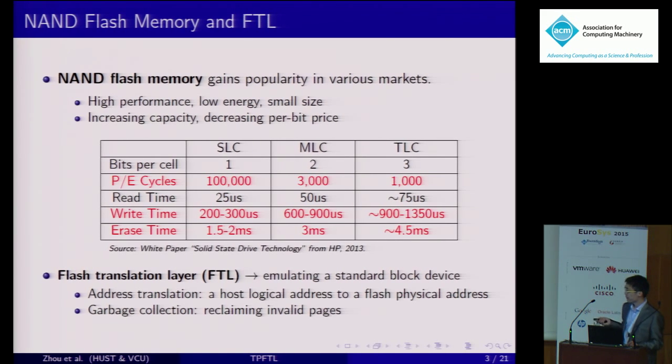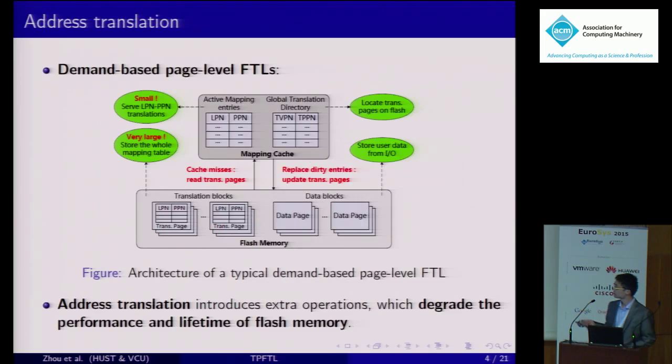Flash memory shows different characteristics from hard disks. So, a flash translation layer called FTL is proposed to emulate a standard block device, and 2 major functions of the FTL are address translation, which translates a host logical address to a flash physical address, and garbage collection, which reclaims invalid pages. Page-level FTLs show better performance than block-level FTLs and hybrid FTLs. However, they suffer from larger pressure on address translation due to their large mapping table.